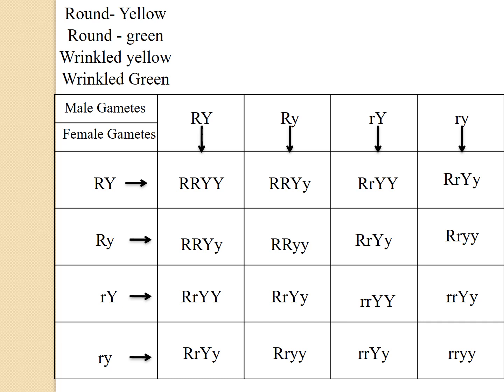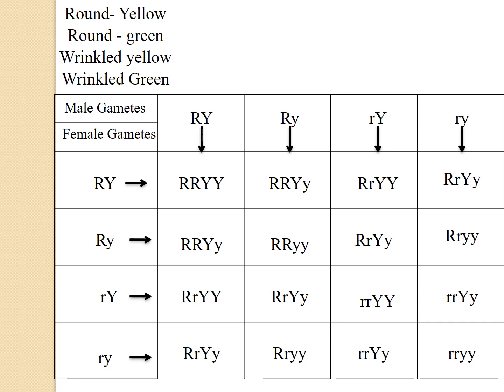When you look at phenotypic ratio, as I told you, phenotypic ratio is where you talk about the physical appearances. Which are the 4 physical appearances that you have? The 4 physical appearances are written on top: round yellow, round green, wrinkled yellow, wrinkled green. These are the 4 physical appearances that you can have.